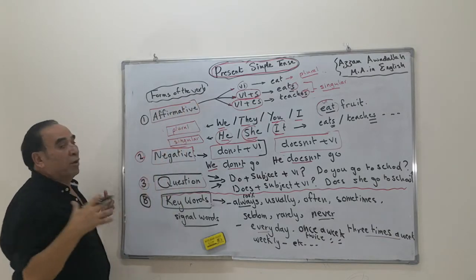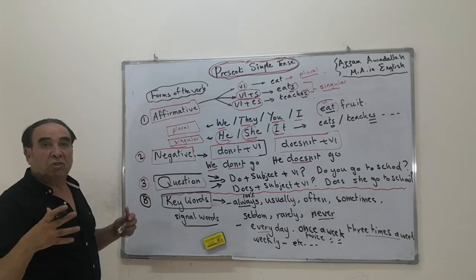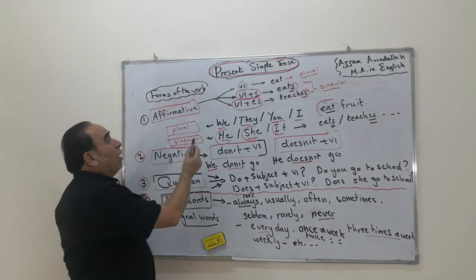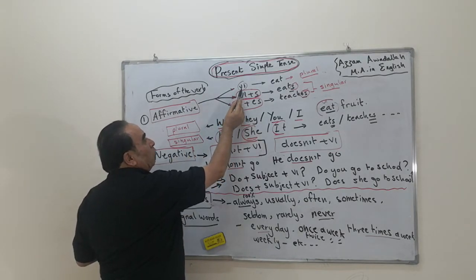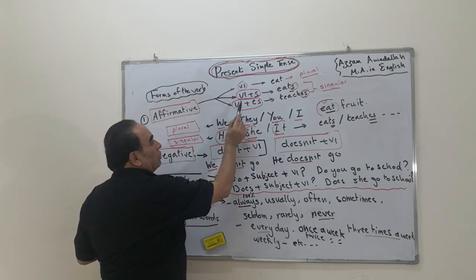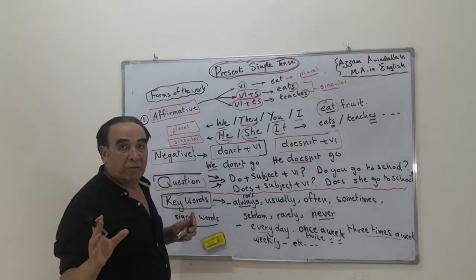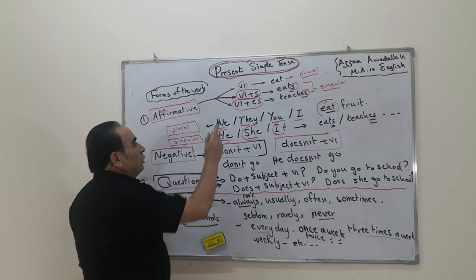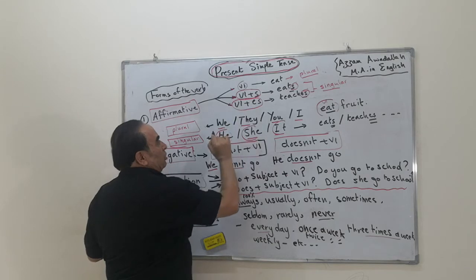First, we look at the affirmative. Affirmative means without not, negative or question. Let's look. There are three forms in the affirmative: verb 1, verb 1 plus s, verb 1 plus es. Verb 1 means base or infinitive without any suffixes. But to verb 1 we add s, or to verb 1 we add es.